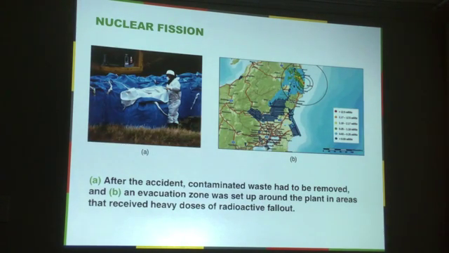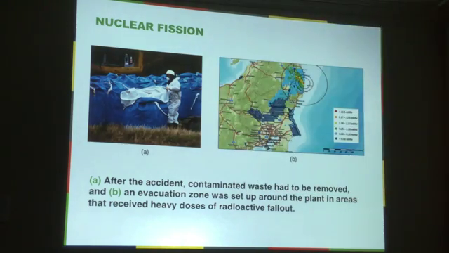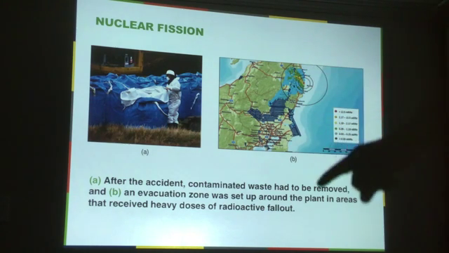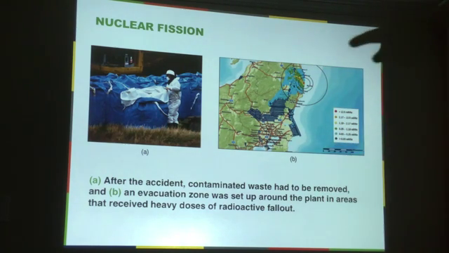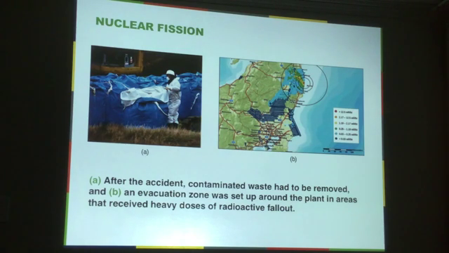But when this contamination occurs, you have to come in and remove this waste, and that's what this guy is doing over here. But you have a huge area of contamination, and basically you have to evacuate a fairly large zone because of the danger of the fallout, and areas around there receiving a huge amount of radiation. So this is what can happen if the material gets out of control or outside of its containment.